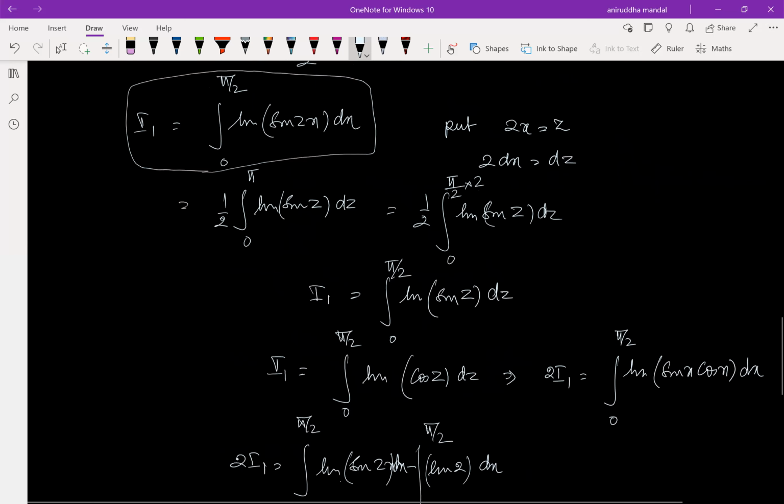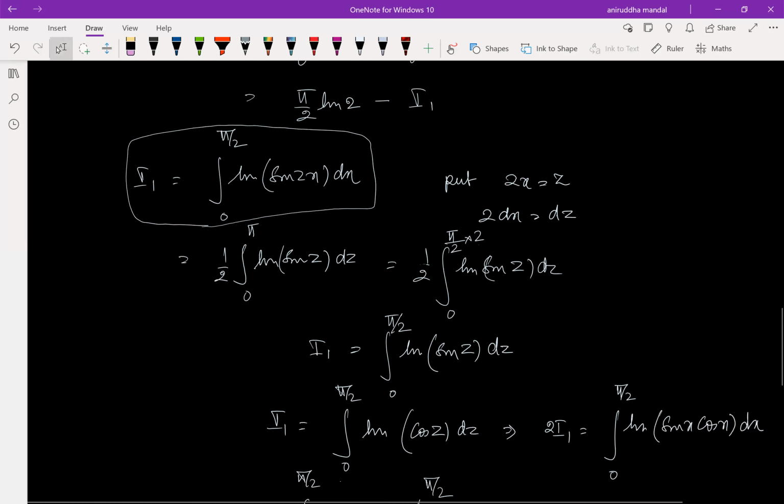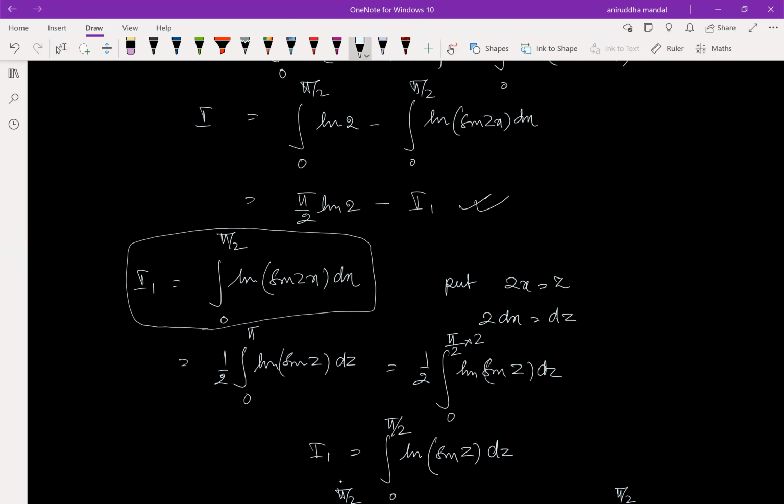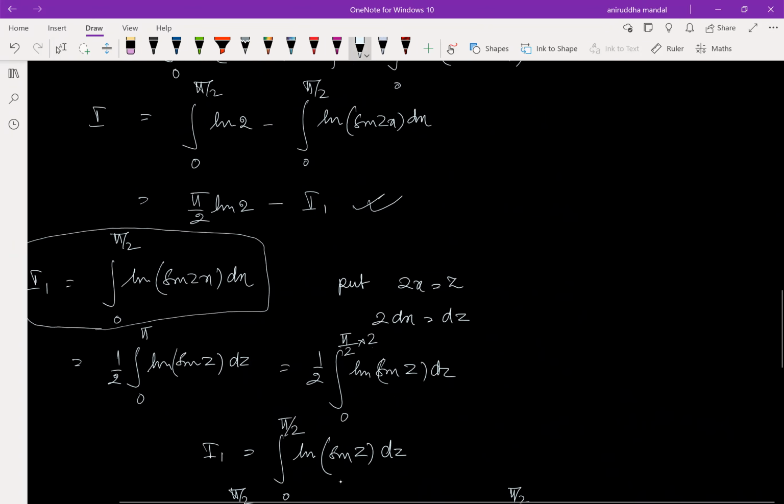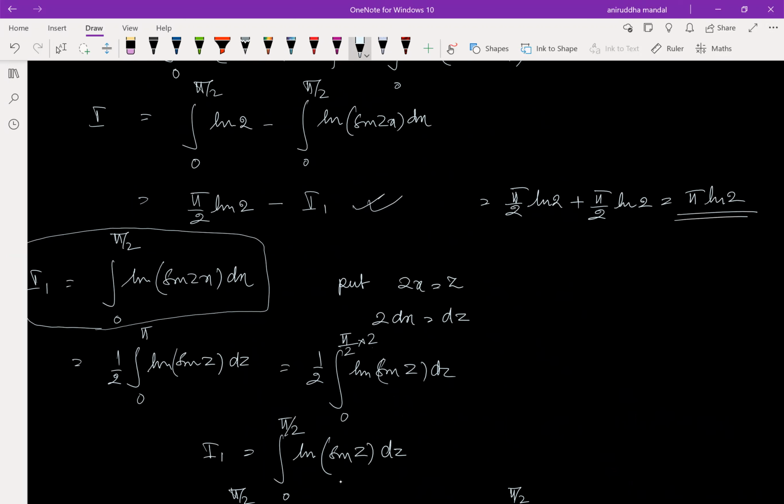So now substitute this I1 here. So our original equation is pi by 2 ln 2 and minus I1 is minus 1 plus pi by 2 ln 2, which means I is pi ln 2. So this is our final answer.